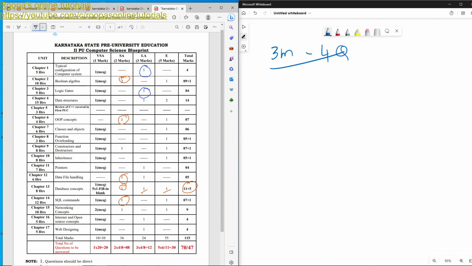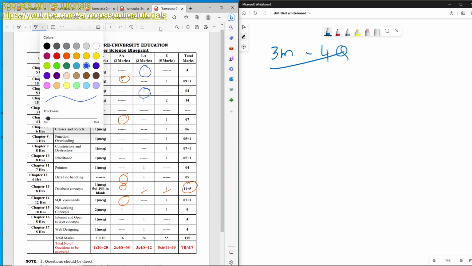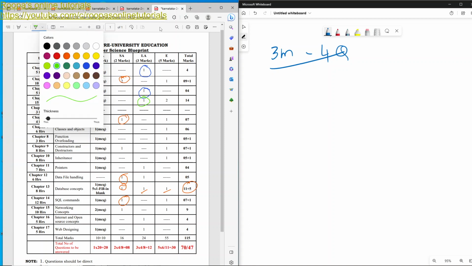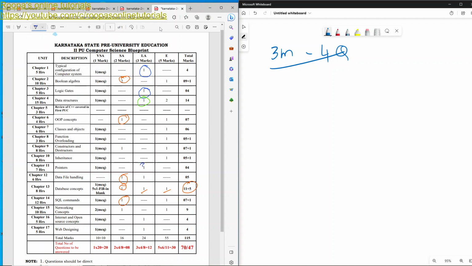So data structures is a big chapter, and you can get very good marks from data structures, but again it requires a little bit of effort. Then you have this chapter, pointers. Pointers is quite simple. You can just learn the operations on pointers, advantages of pointers, and the difference between static and dynamic memory allocation. Also you can learn the new and delete operators.